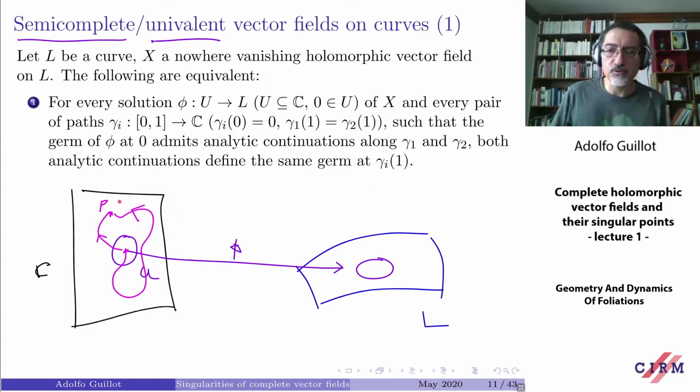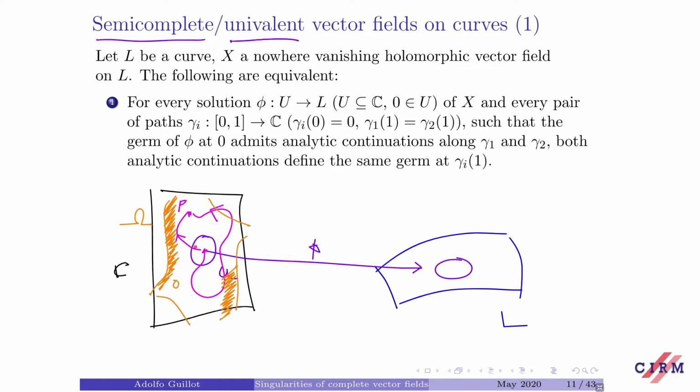If this first condition is fulfilled, then I can think about all the points P where I can arrive. So I will have some domain that I'm painting here in orange that I might call omega, and this will be the maximal domain of definition of my solution. I cannot go beyond the boundary of omega. This omega will be the maximal set where the solution is defined.